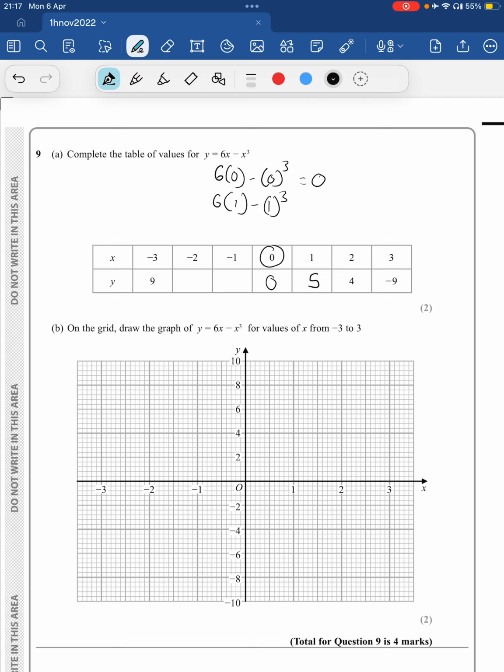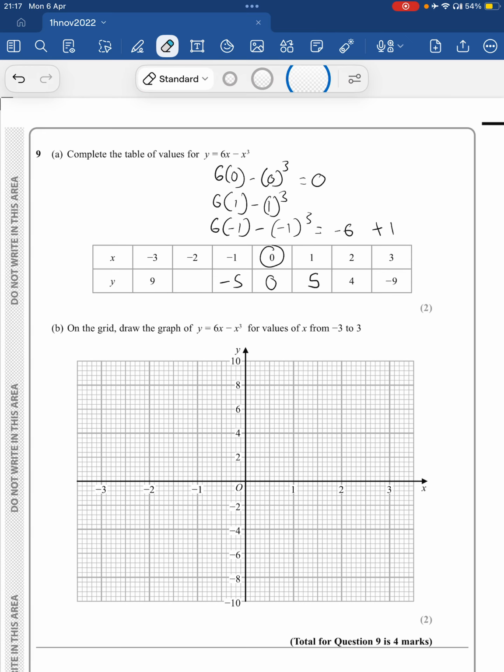Now we're going to work with the negatives. So 6 times negative 1, take away negative 1 cubed. Where we need to be really careful, 6 times negative 1 is going to be negative 6. Take away negative 1 cubed is negative 1. So taking away negative 1, that is the same as adding 1. So I'm going to have negative 5 just here.